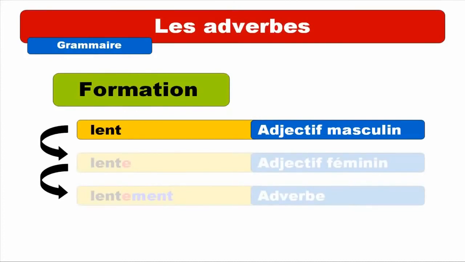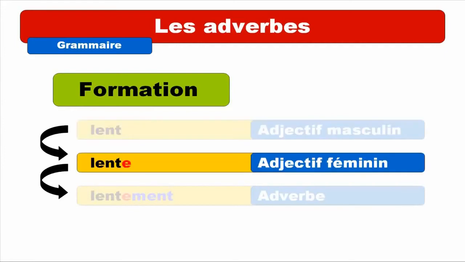So actually, if you want to build an adverb, you've got to first use the adjective, and add the masculine form. So I took this adjective, lent, which is slow. The masculine form is lent, L-E-N-T. Right after that, we'll see the feminine form of this adjective. Usually you've got to add E at the end. So we get lente.